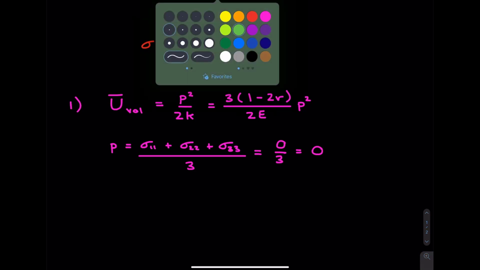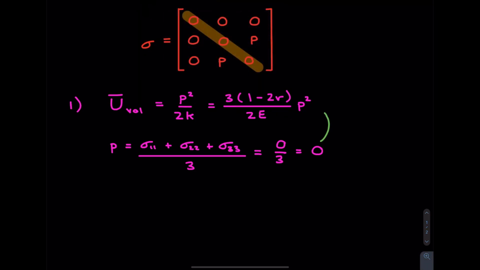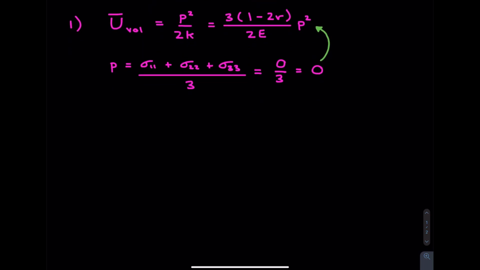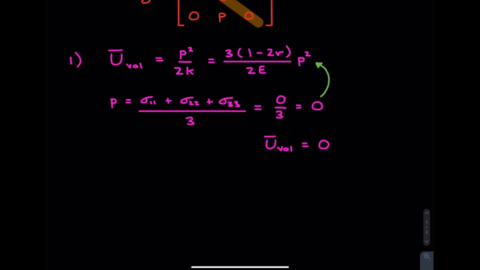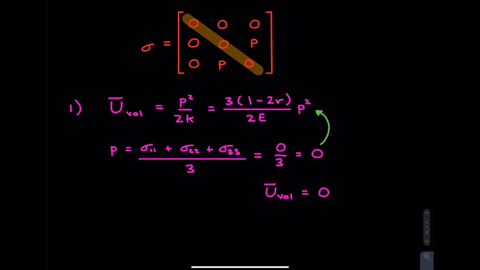Now obviously we're taking this P value and substituting it into the equation above. We can see that if P is equal to 0, then our volumetric strain energy density in this case is going to be equal to 0. So for question 1, U bar volumetric, the volumetric strain energy density, is equal to 0. The reason why is that we found P was equal to 0, and that makes sense. This is based upon the volumetric stress.